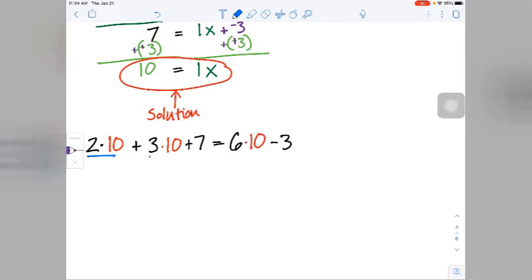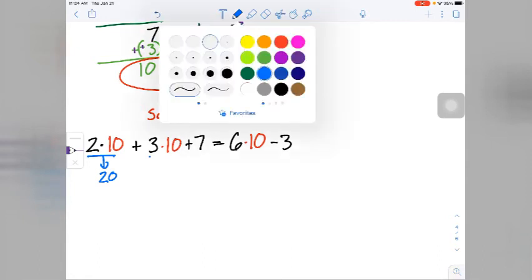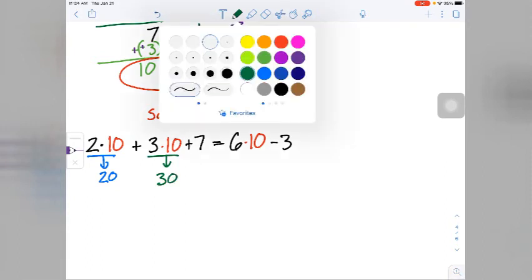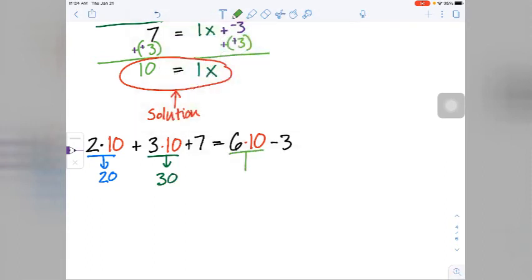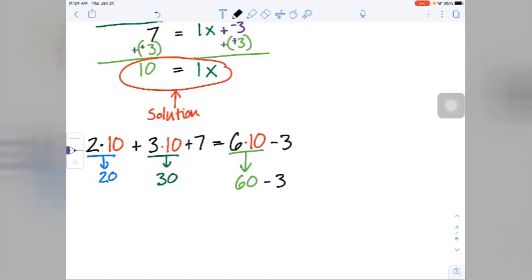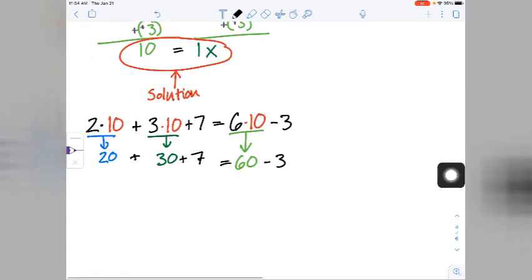What is 2 times 10? 2 times 10 is 20. 3 times 10 is 30. And 6 times 10 is 60. Nothing else is getting multiplied by 10, so I'm just going to write all that in. So now I'm wondering, does 20 plus 30 plus 7 equal 60 minus 3?